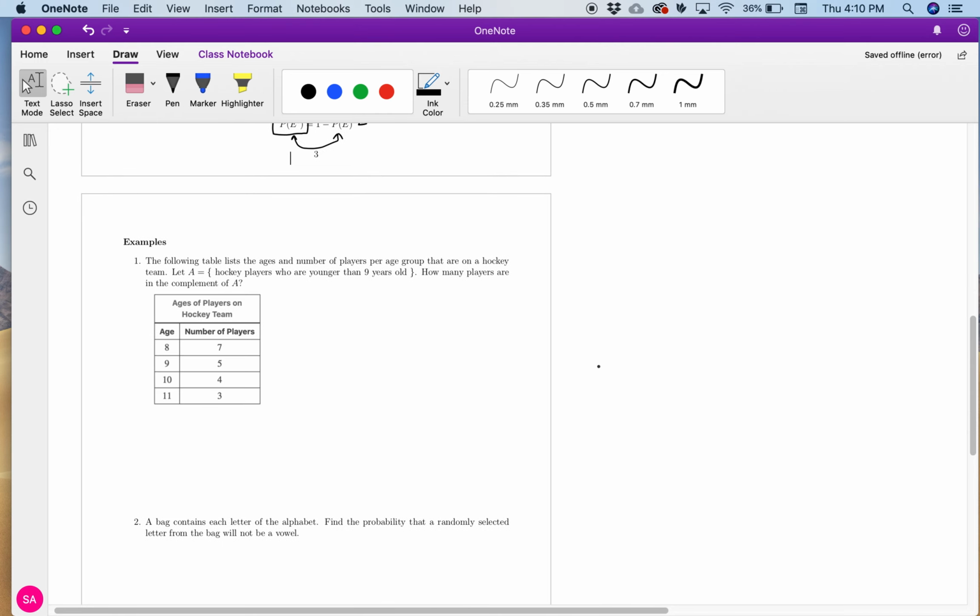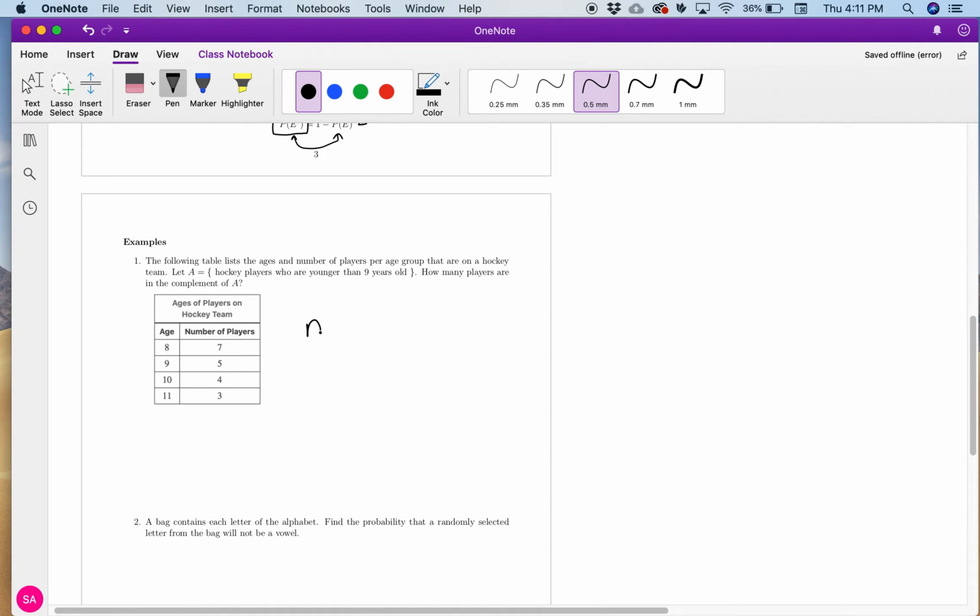So, number one, we're not doing probability just yet. The following table lists the ages and numbers of players per age group that are on a hockey team. So let A be the set of hockey players who are younger than 9 years old. How many players are in the complement of A? So they don't even care about probability. They just want to know how many people live in the complement of A.